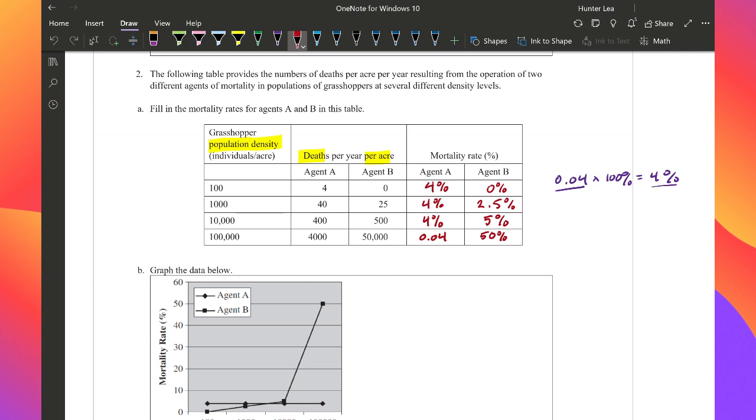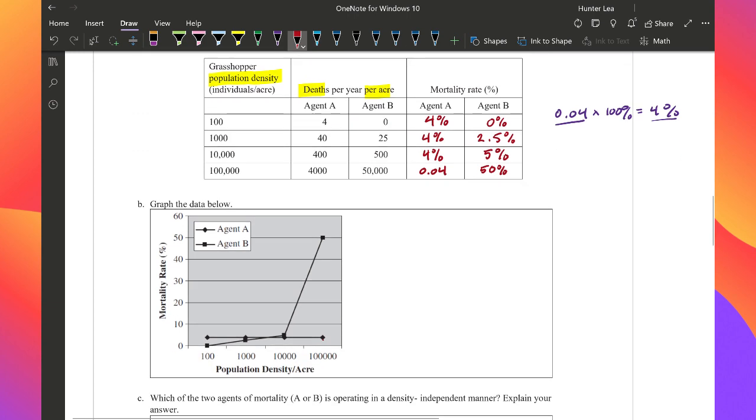Agent A has these little diamonds on them, remains constant, and Agent B has the squares. And we see this huge increase once we get to a certain population density. So what we can say with some confidence is that Agent B is a population density dependent mortality factor.